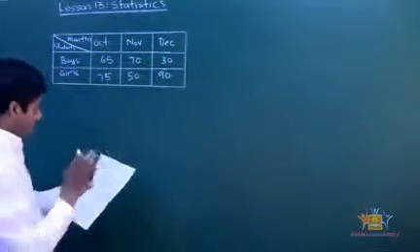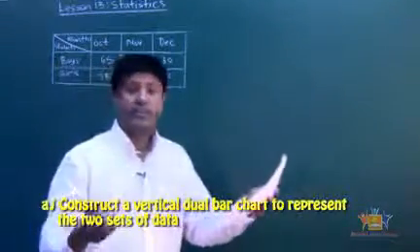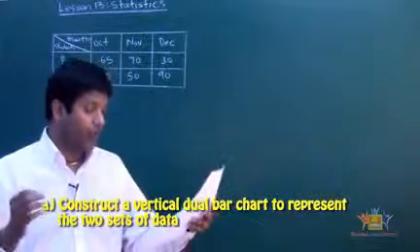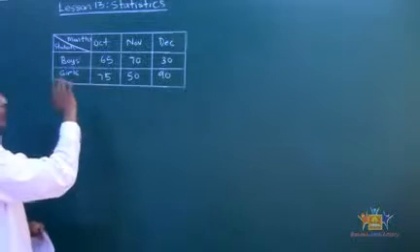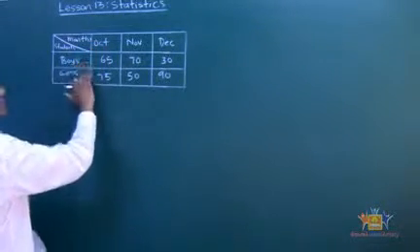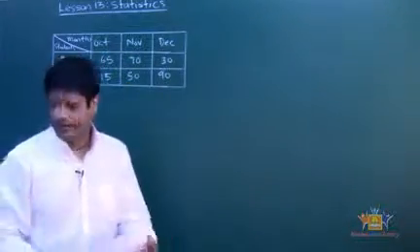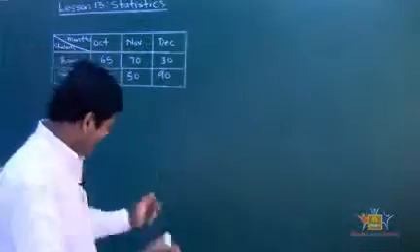Okay, now in question 2, we want to construct a vertical dual bar chart to represent the 2 sets of data. See, there you got 2 sets of data. You're comparing boys and girls for October, you're comparing boys and girls for November, you're comparing boys and girls for December. All right, let's do that. So how do we do a dual set of data like this? It's going to be fun.